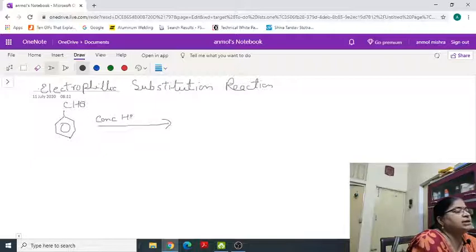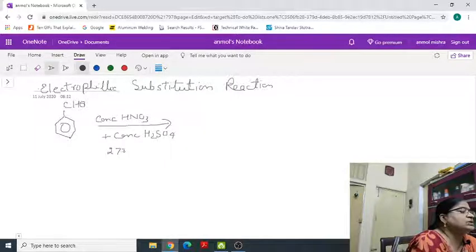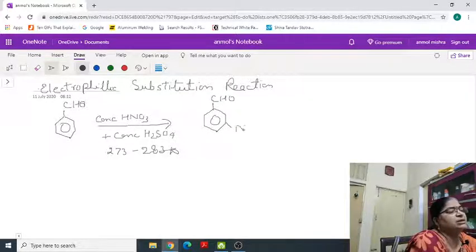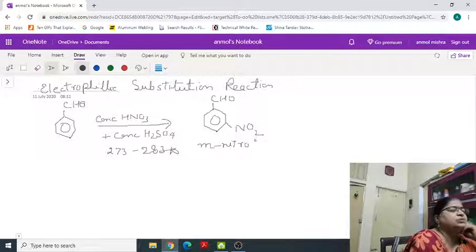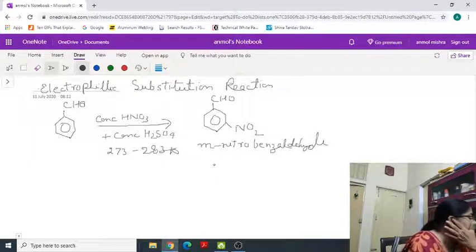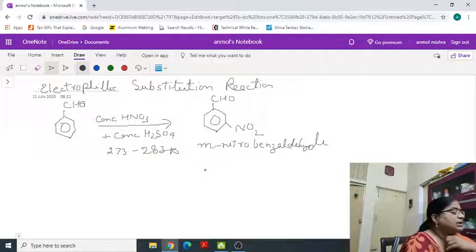So concentrated nitric acid and concentrated sulfuric acid, the nitrating mixture, at temperature 273 to 283 Kelvin, forms meta-nitrobenzaldehyde. In IUPAC we write 3-nitrobenzaldehyde.